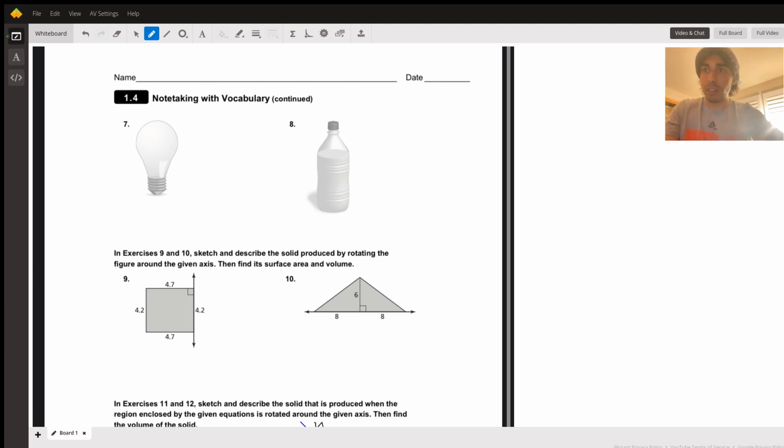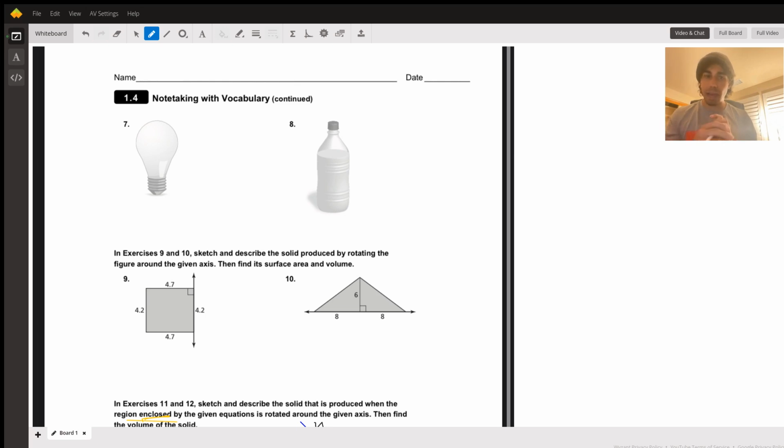And when we say the region that is enclosed by those equations, what we're talking about is being inside all 3 of these boundaries. So we're really looking at this triangle right here. And it's rotated around the given axis. So it is being rotated around the y-axis. We're going to take this and spin it around vertically. All right, so we're going to spin it around the y-axis.